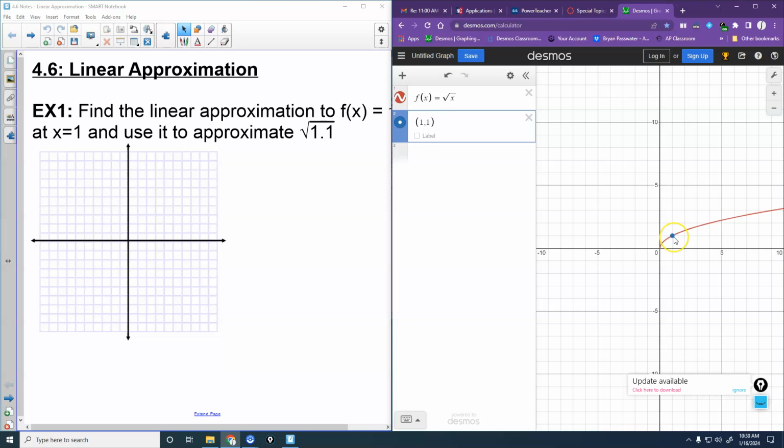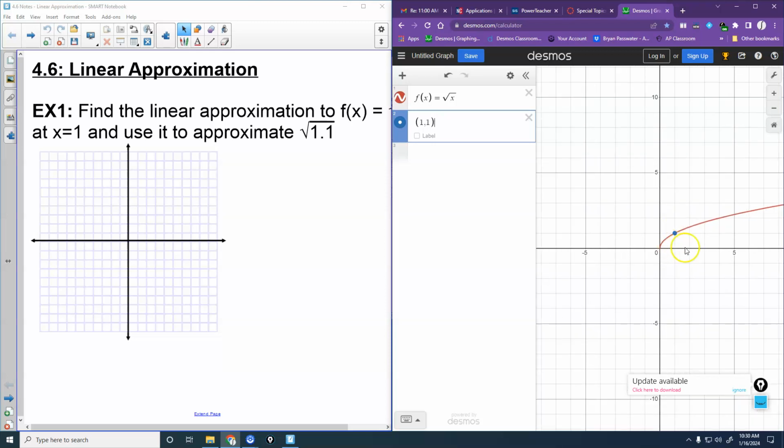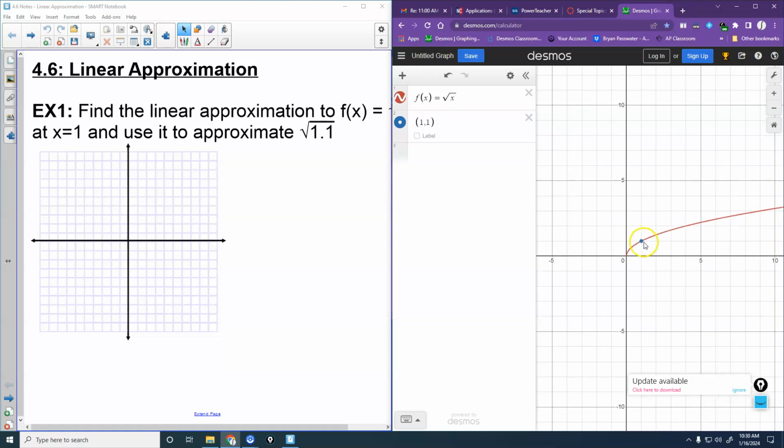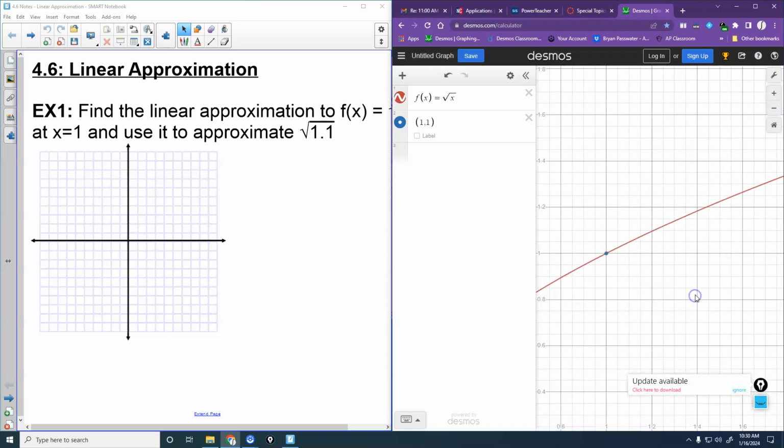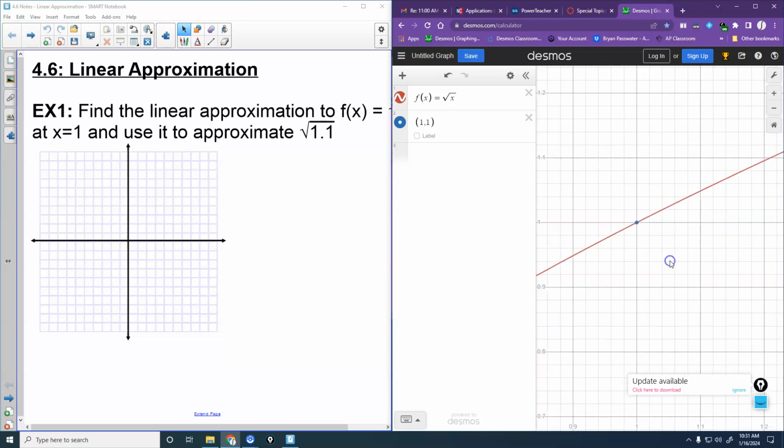So this is the idea behind linear approximation. If I look at this point right here on the graph, clearly the graph is curved at that point. However, if I zoom in really close, let me also put the point 1, point 1. The point we want to estimate is 1.1. Right here is the point 1, the one we're going to use to estimate it.